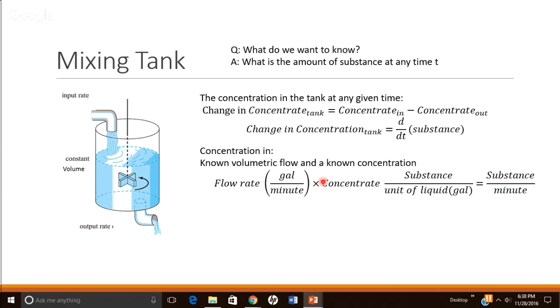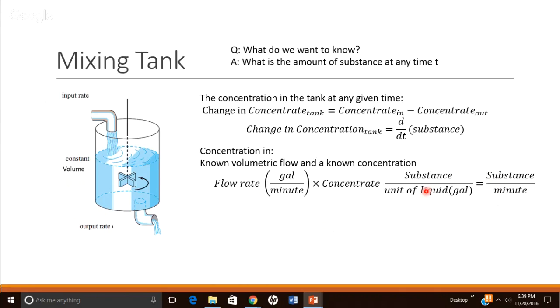So just from looking at this particular situation, this flow rate coming in, salt is dissolved in solution going through this pump. You know how much salt is in solution, and you know how fast that solution is going. Multiply those together, and you end up with salt per minute going into the tank, or substance per minute.